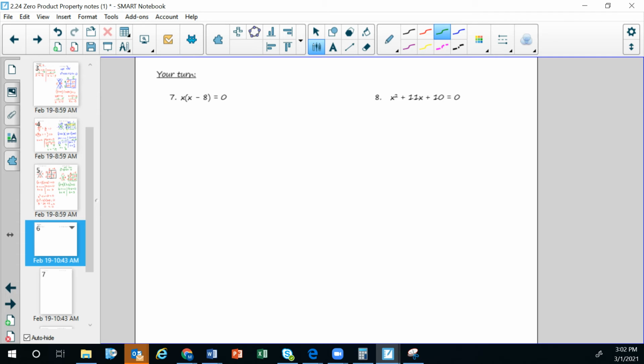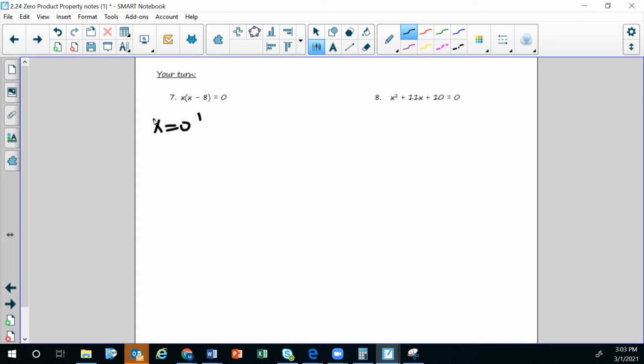Now, if you notice, I have two factors already separated, and so all I'm going to do is set the factors to 0. That's going to give me x equals 0, and x minus 8 is equal to 0. This is already solved. Here, I'm just going to add 8 to both sides, and that's going to give me x is equal to 8. So those are the solutions: x equals 0 and x equals 8.